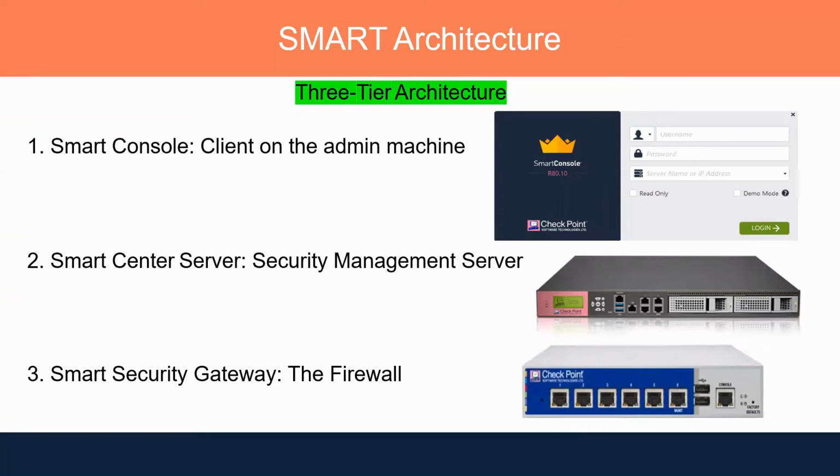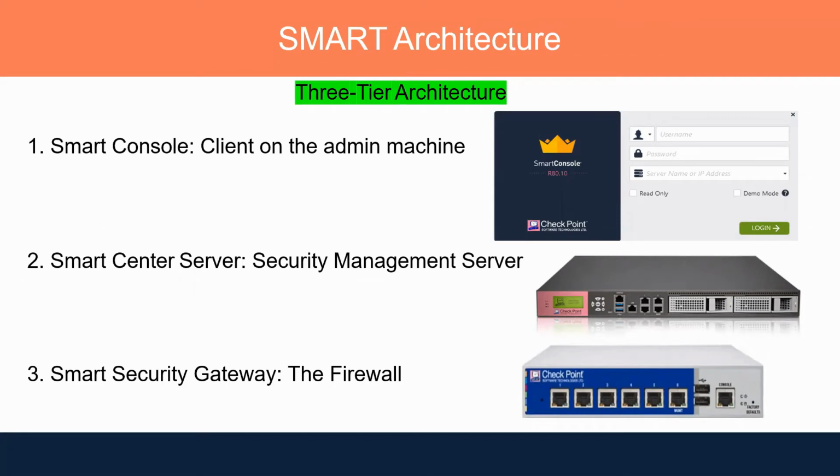But you cannot create a policy on this firewall if you do not have a smart center server or a smart console. All the policy is stored in the smart center server. When you install those policies, they are pushed to the security gateway. And to create the policy on a smart center server, you should have a smart console so that you can access the smart center server or security management server. So this is a three-tier architecture.